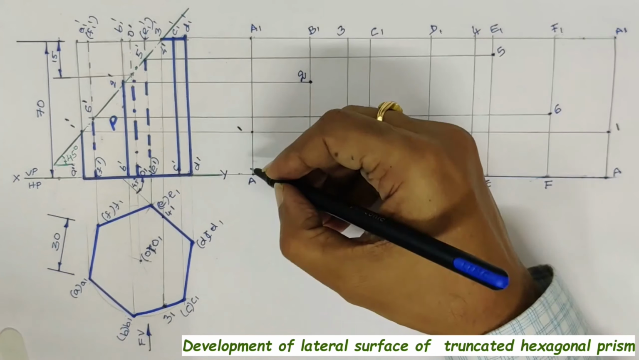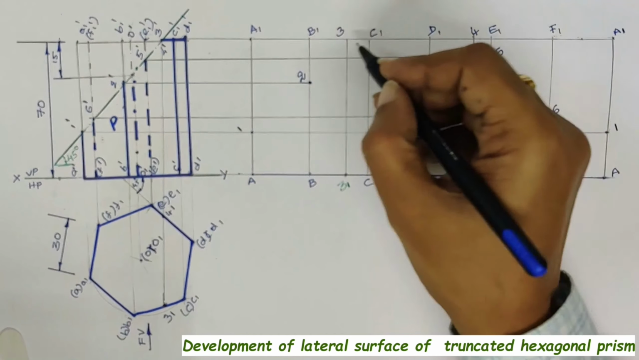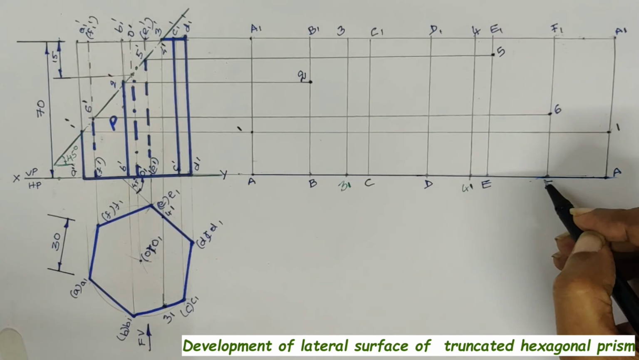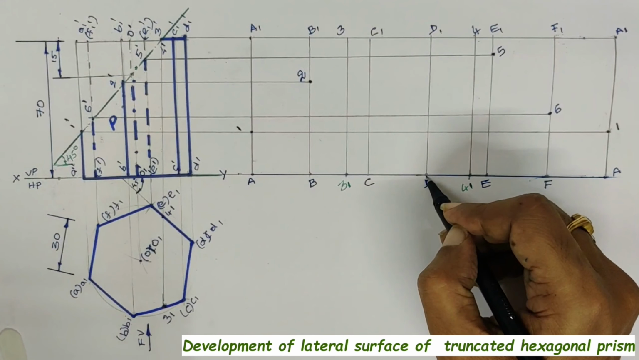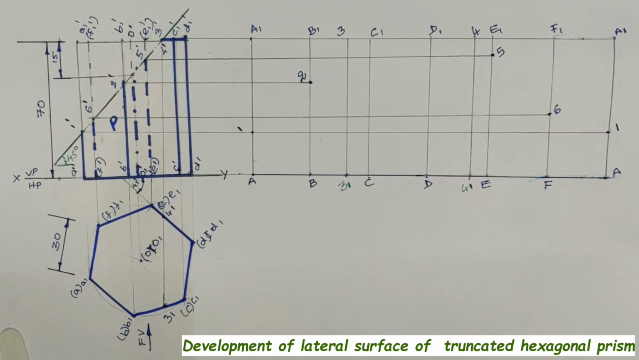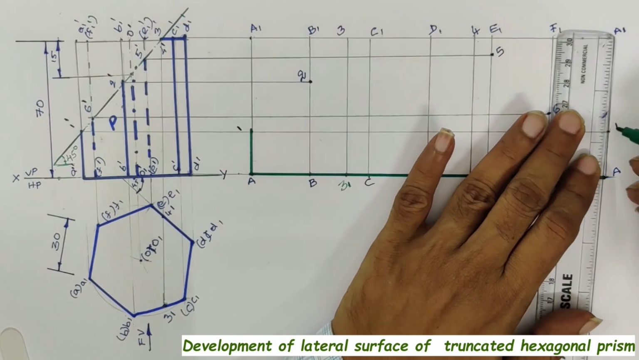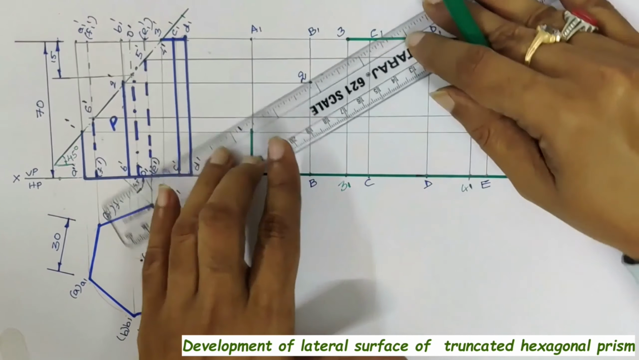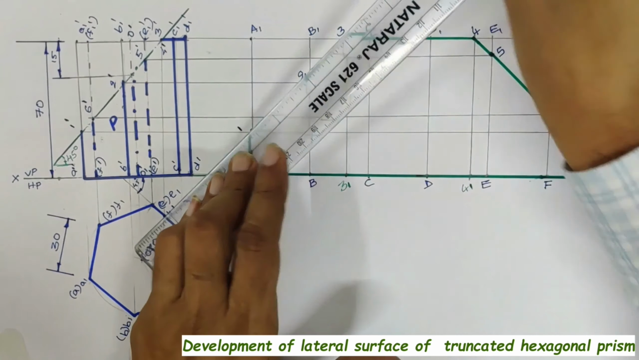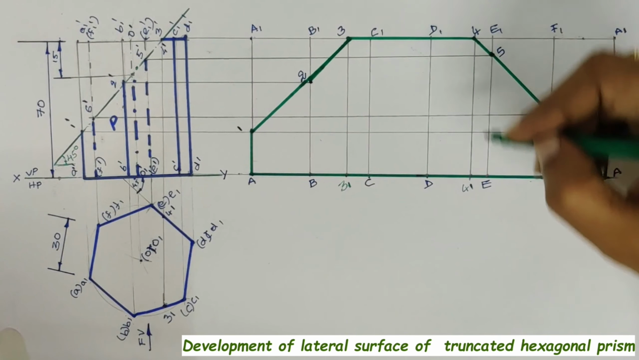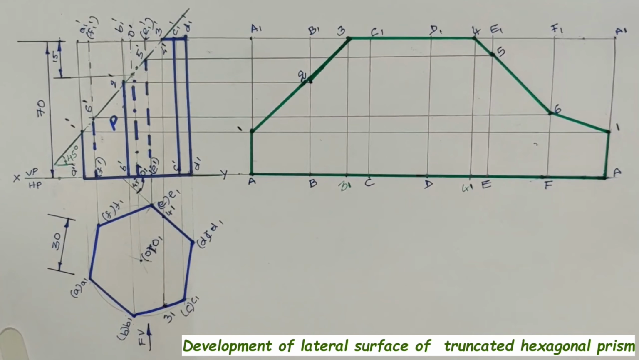Then join A2 1, 1 2 2, 2 2 3, 3 2 4, 4 2 5, 5 2 6, 6 2 1, 1 2 A, A 2 F, F 2 E, E 2 4-1, 4-1 2 D, D 2 C, C 2 3-1, 3-1 2 B, B 2 A with straight line segments. After that, darken B2 2, C2 C1, D2 D1, E2 5, F2 6 face edges.